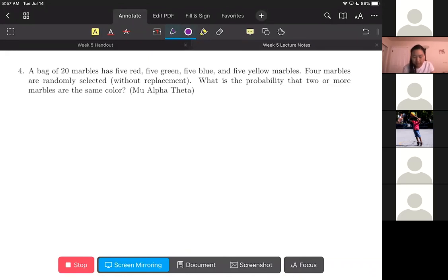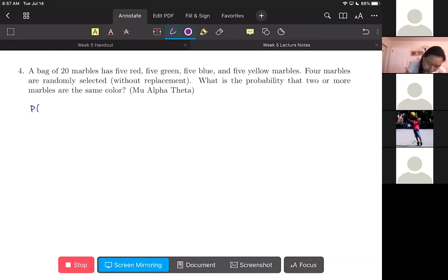The probability that none of them are the same color. Yeah. So the probability that 2 or more marbles are the same color equals 1 minus the probability that all marbles are different colors.